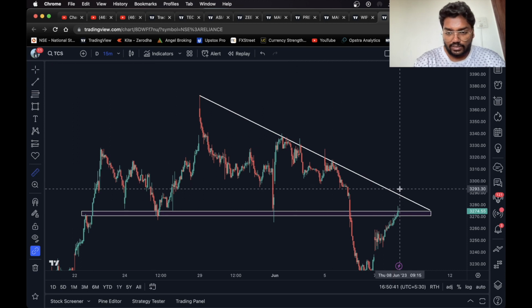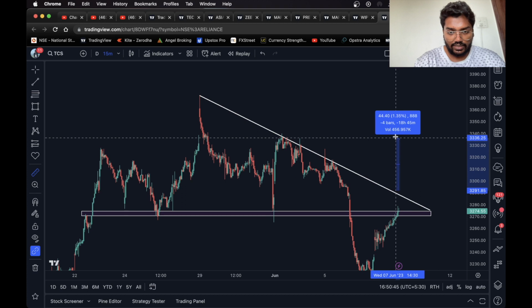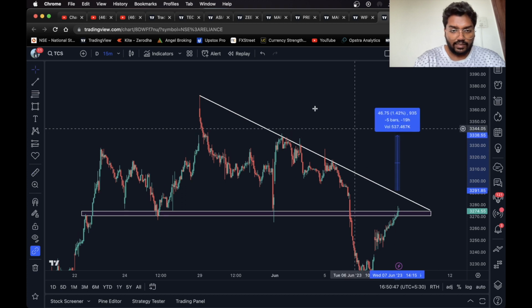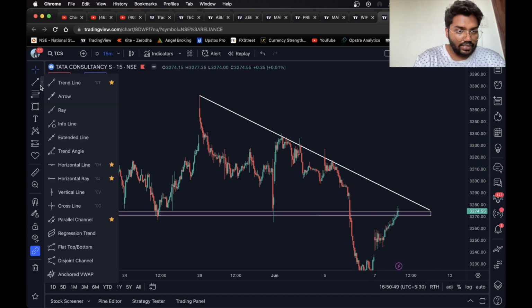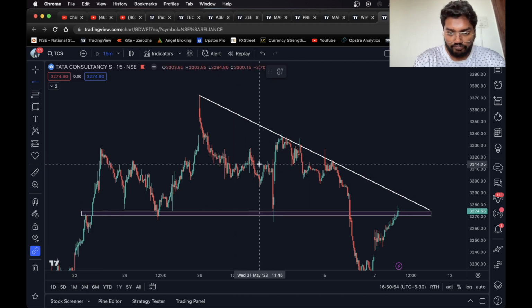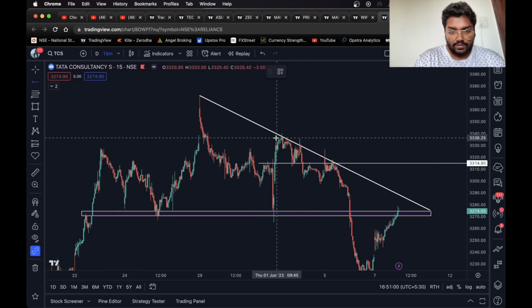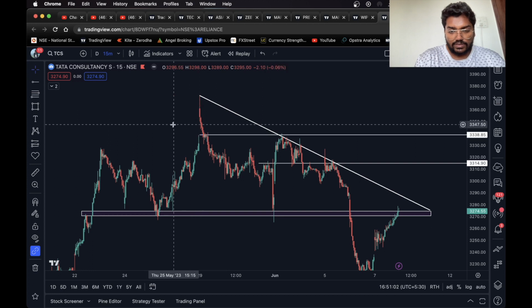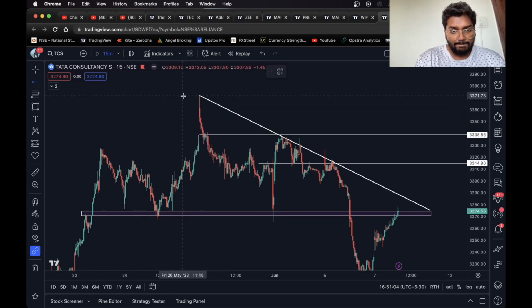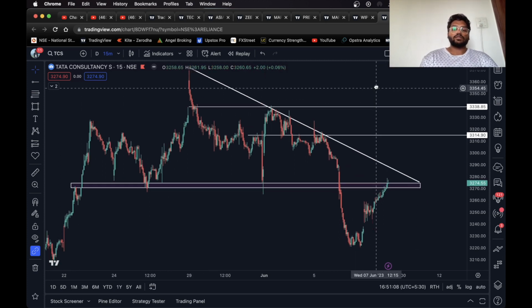And after this, you can consider this level as your first target and this as your second target. Okay, I'll just mark the levels for your convenience. This can be the first target, this can be the second target, and this the final target, but this is way too far for intraday. Okay, let's not consider this.